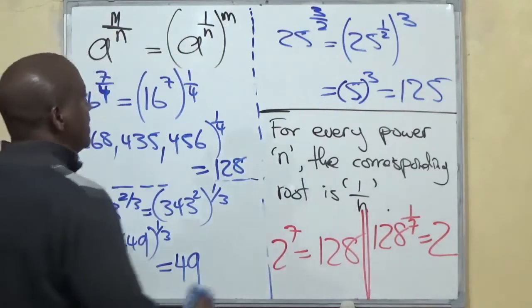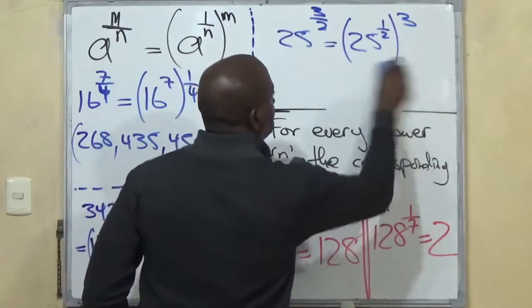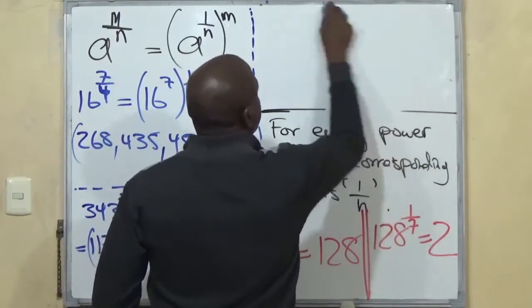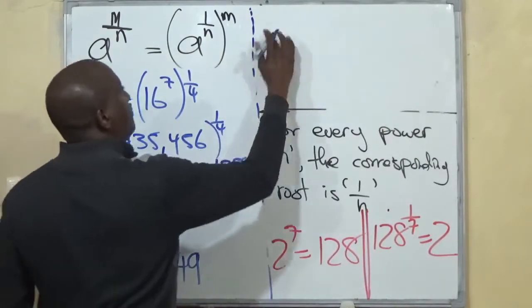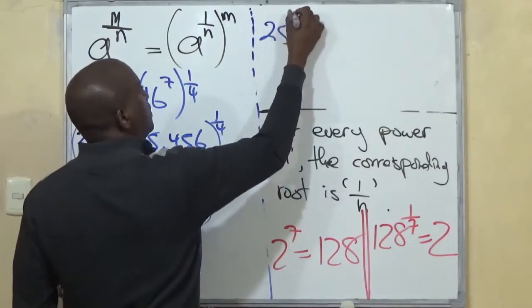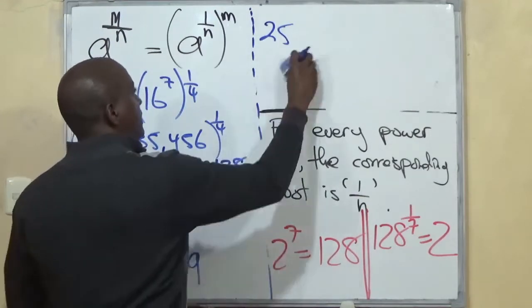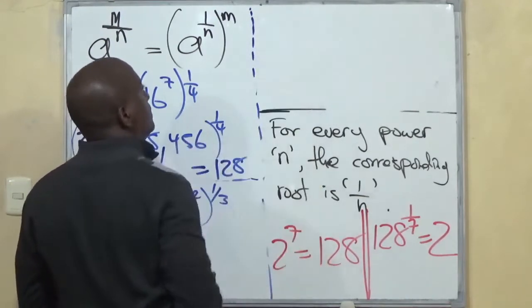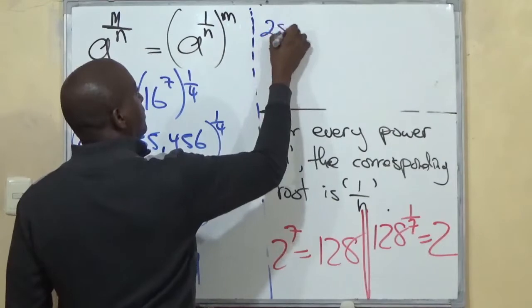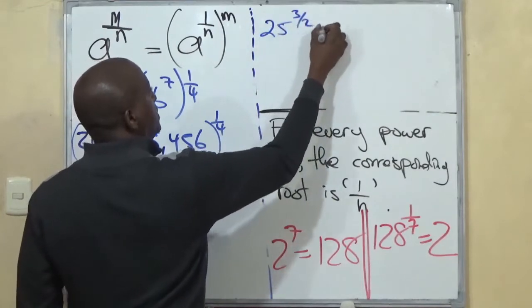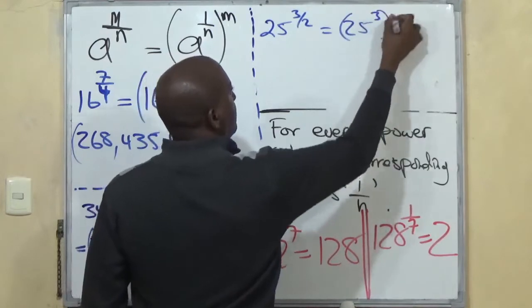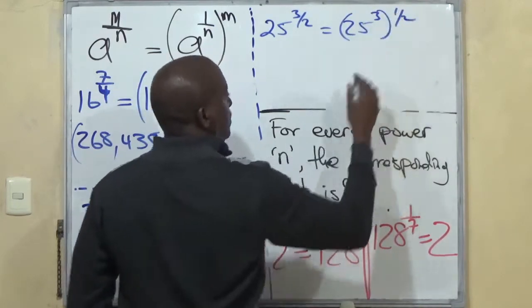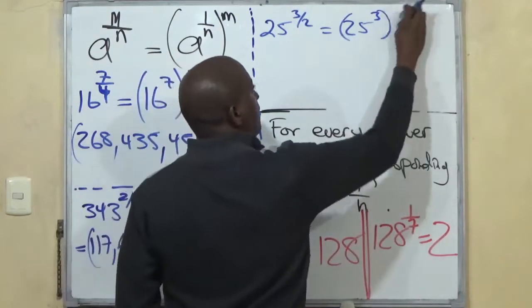Alright? So we're saying that 25 to the power of 3 over 2 is the same thing as 25 to the power of 3, all to the power of a half.